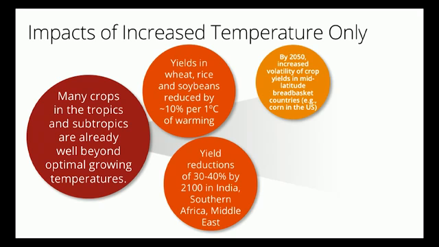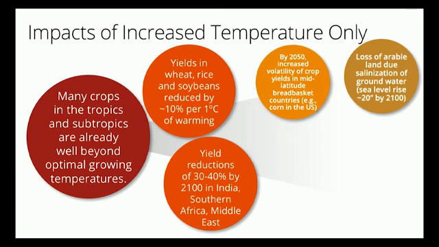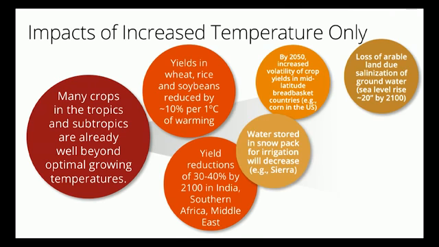By 2050, you'll have increased volatility of crops in mid-latitude breadbasket countries, the countries that produce most of the grain in the world. US, Europe, Ukraine, China. Loss of arable land due to salinization of groundwater. So as you increase sea level, if you're in a coastal area, you put more pressure on the water that pushes inland, and that's saltier water, so the groundwater is more salty, and that's not good for a plant. So you'll lose some land due to that sea level rise.